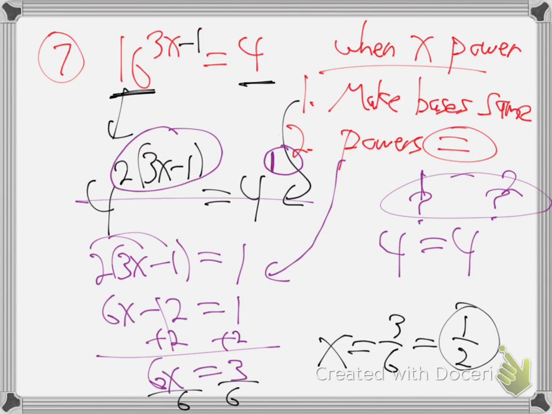So what do you do when x is in the power? Step 1, make the bases the same. Step 2, then you can set the powers equal and solve. Okay, let's try another one. Before I move on, is that okay? See what I did there? I took that 16 and made it 4 squared, which is 16. I just changed the way it looks. I didn't change its value. Then the bases were the same, so I could set the powers equal and solve for x.